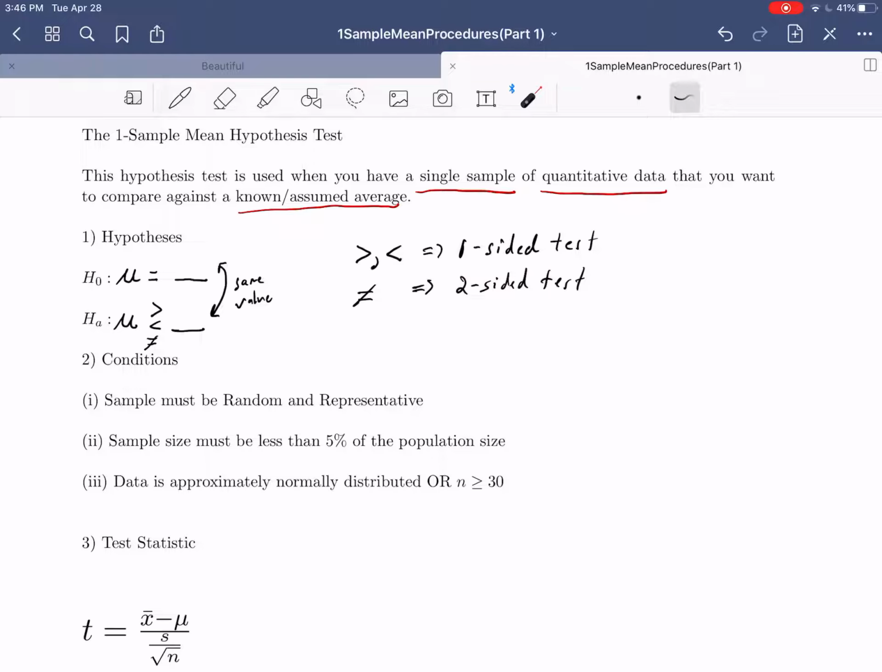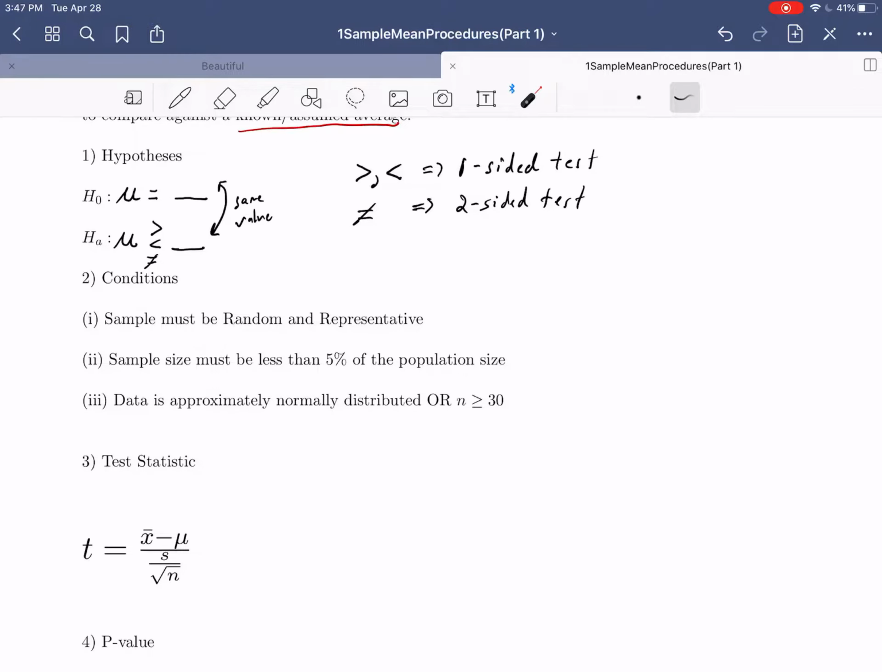So just keep in mind, when you go to do your hypotheses, you have 2 things that you need to do. You need to figure out what value needs to go here. It's going to be the same value in both places. And you'll need to pick the correct inequality sign to basically tell us, do we think that the average has increased? Do we think the average has decreased? Or do we think the average has simply changed?